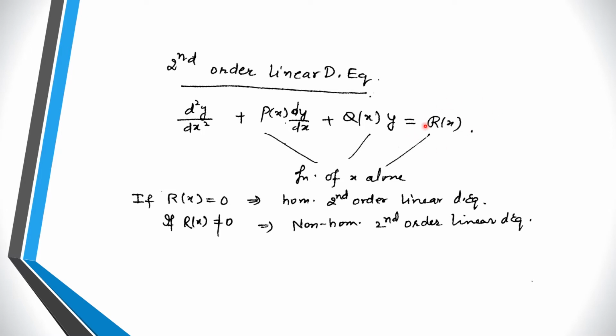This R(x) is a function of x alone. If this right hand side is 0, then this is called a homogeneous second order linear differential equation. But if this R(x) is non-zero, then this equation is said to be a non-homogeneous second order linear differential equation. So the general form of a second order linear differential equation is this one.